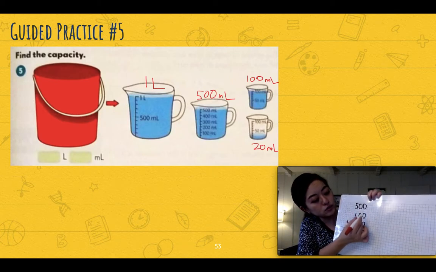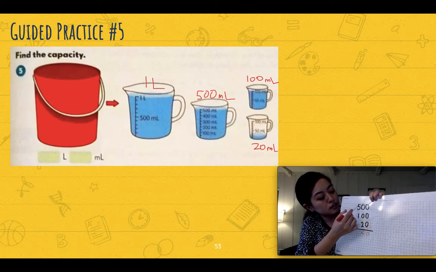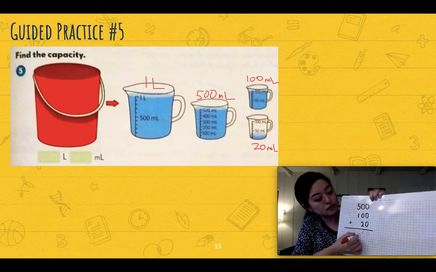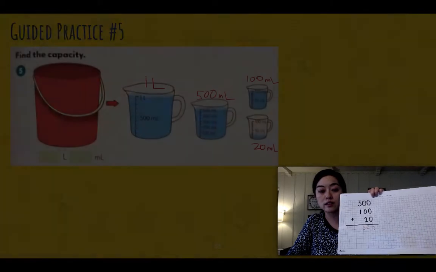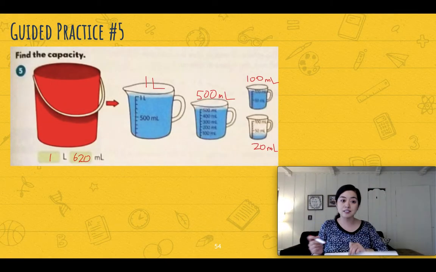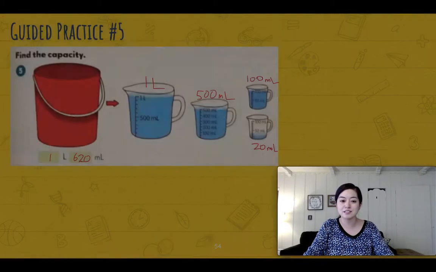So add the ones first, 0, 0, 0, that's 0. Add the tens, 0, 0, and 2 make 2. Add the hundreds, 5 and 1 make 6. Okay? So the answer for milliliters is 620 milliliters, and then there's also 1 liter. So here's your final answer, 1 liter and 620 milliliters.